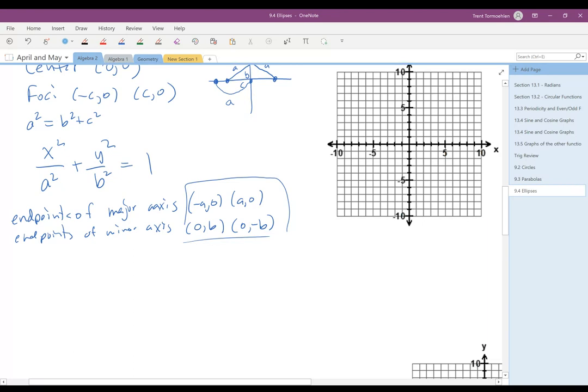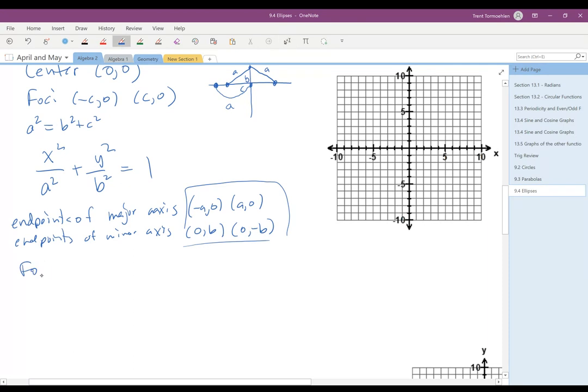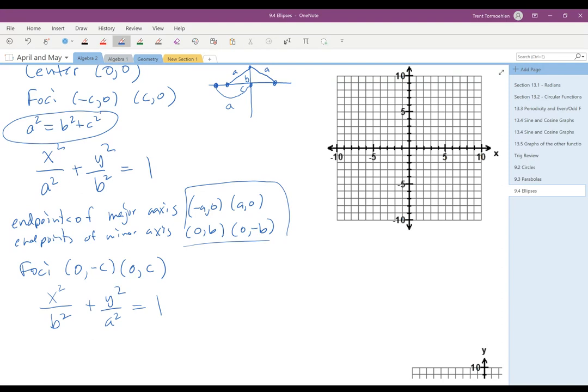And then if we do the same thing, but we make the foci on the y-axis, vertical, it's exactly the same thing, except now we have this. The only difference is that the b squared is going to be under the x and the a squared is going to be under the y. And the best way to think about this is just which one's bigger. Since a squared equals b squared plus c squared, a squared has to be the bigger of the two, thus a is bigger than b. And whichever is the bigger one, that's what the major axis is.